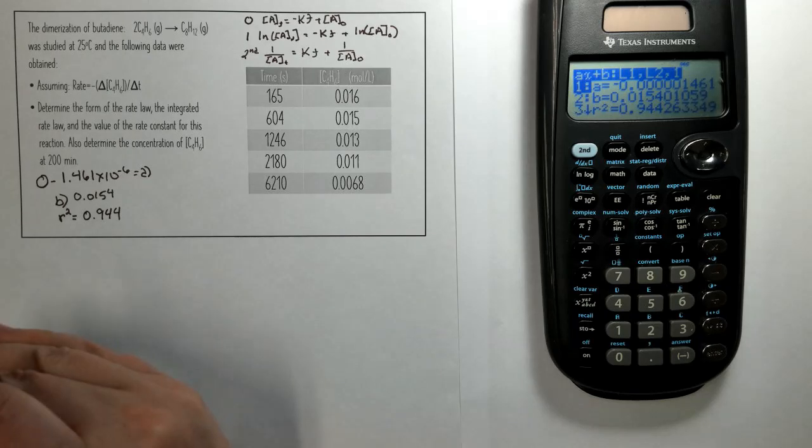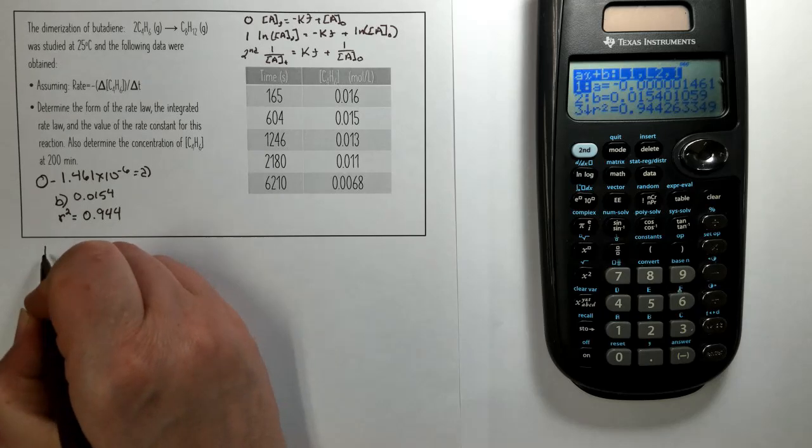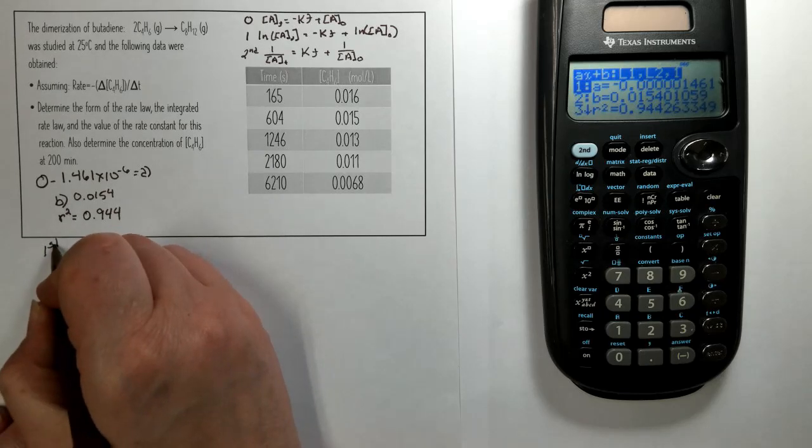So we're going to look at a circumstance where we have zero order, and then we're going to do the calculation for first order, and then we're going to do the calculation for second order. And we are going to look at that R squared value to determine, is this a first order, a second order, or a zero order integrated rate law. Okay, so we've done zero order. We're going to move on to first order.